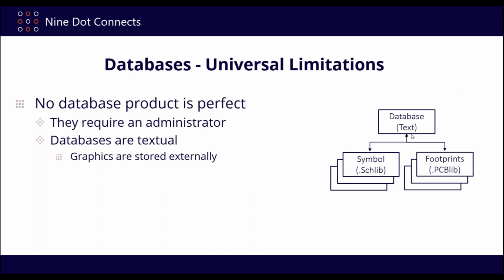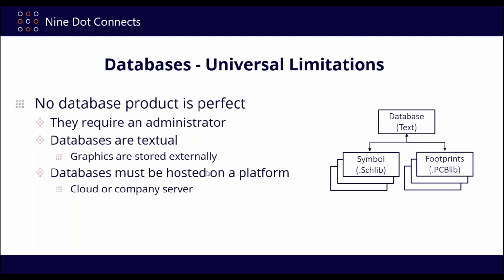Databases are textual, and you can see that up here. So they don't contain the actual symbol information or the PCB footprint information. They provide links, so they'll tell you a path to where you can find it, the file name where it can be found, and the actual name within the file itself. But in terms of the actual primitive information, those are kept in separate files. And that does cause a little bit of an effort to try to maintain all of that. Databases have to be hosted on some type of platform, usually on the cloud or on a company server. So most people probably operate off a company server for proprietary reasons, but there's also the opportunity to use cloud-based services as well with these.